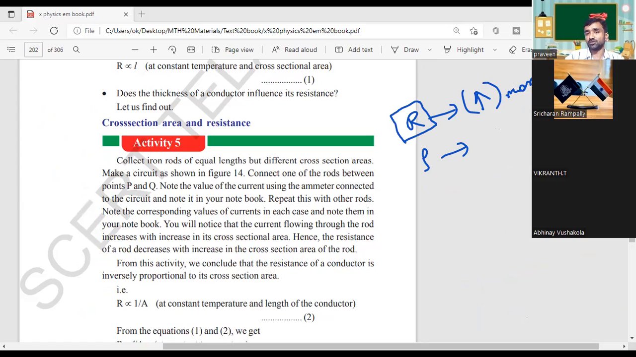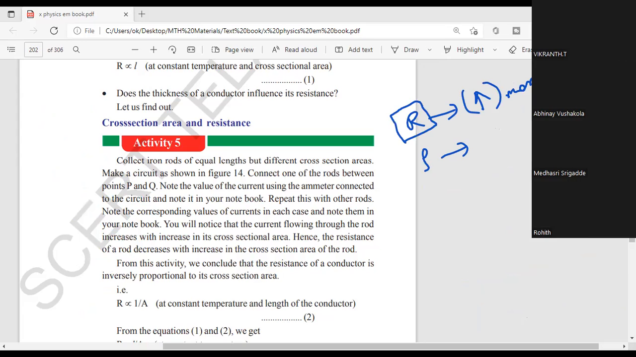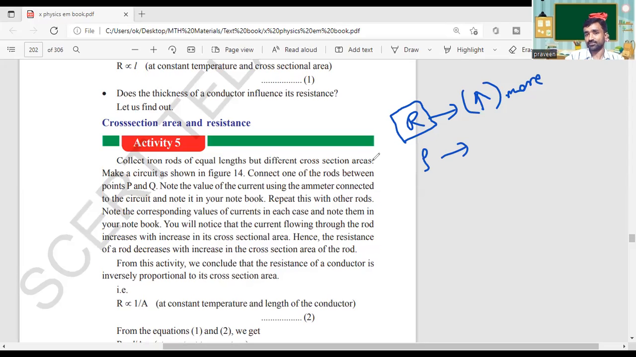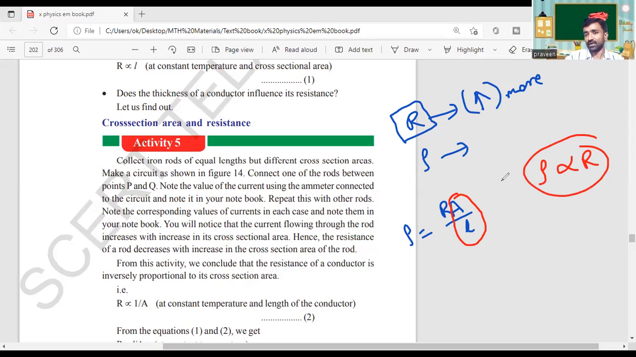Tell me, especially 10th class students. Richaran, Abhinay, Rohit, Vikrant. Here the formula is rho equals RA by L. Here the rest of the things are taken to be constant. That means A and L are constant. That means you are able to write a relation between rho and R. They are directly proportional. Have you got the idea?